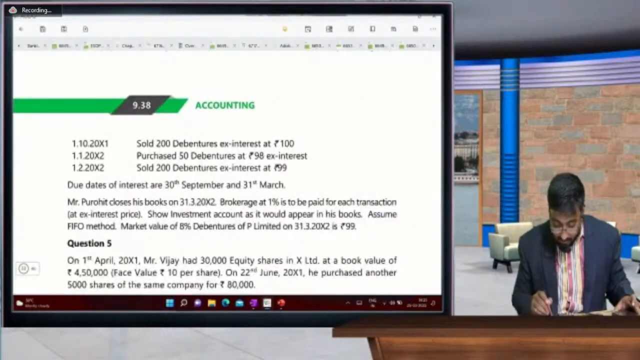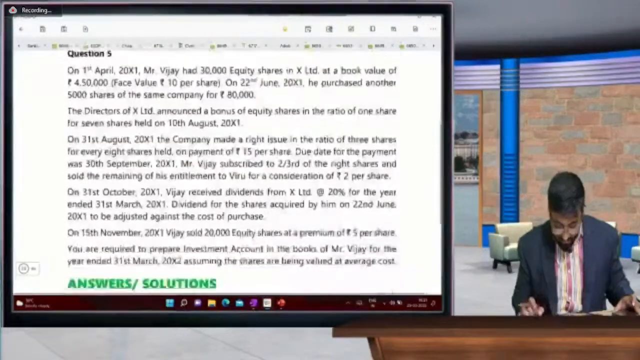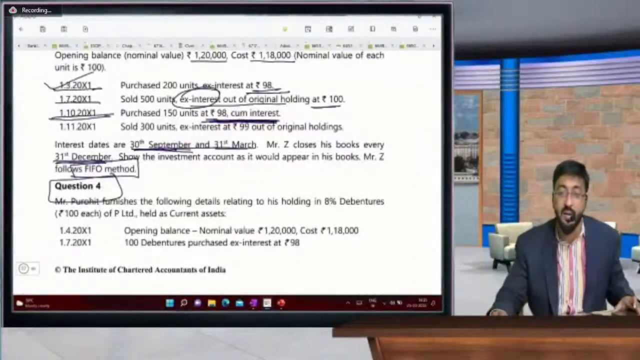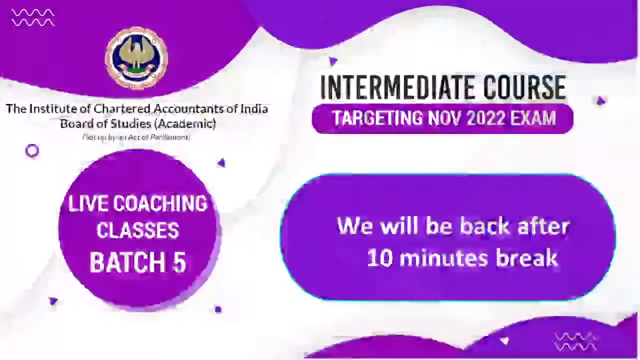But what is the difference? The difference is there. Brokerage is also there, beta. Brokerage. This was debentures. Let's take a break and we'll meet at 7:30. Thank you.